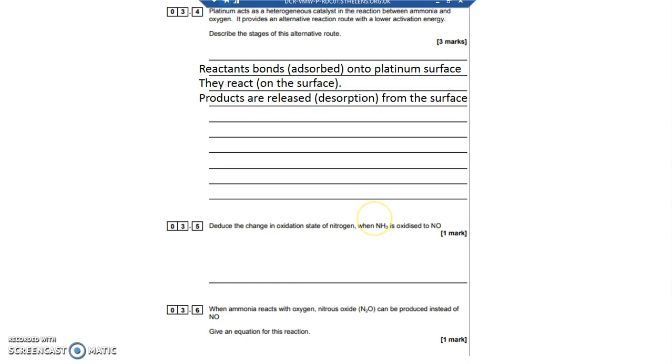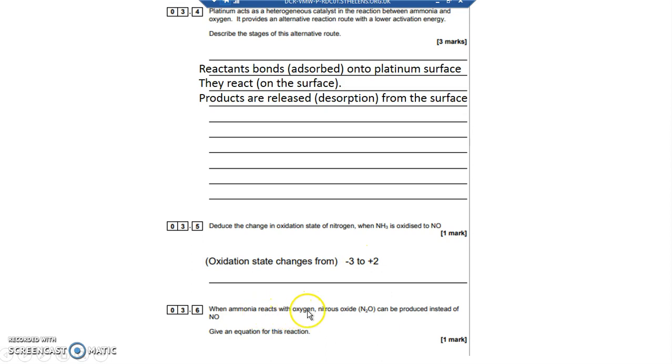Well, hydrogen's in +1, and there's 3 of them. There's no charge overall on NH3. So 3 times +1 is +3, so the nitrogen must be in -3. So the -3 and +3 equals 0 because there's no charge. Oxygen is -2, it's in group 6 of the periodic table, gains 2 electrons, 2 minuses. There's no charge left over, so that's +2. So it goes from -3 to +2.